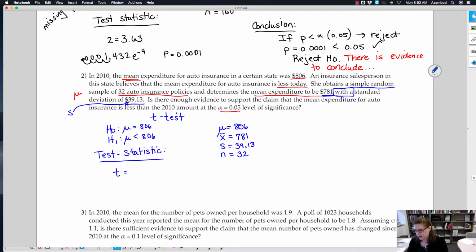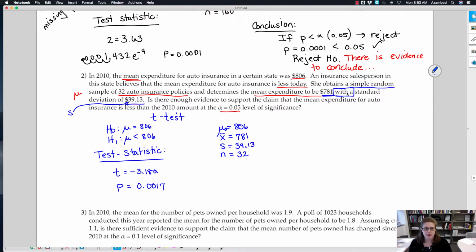So if I use my calculator for that t-test, I'm using stats and not data. My mu sub 0 is 806, x bar 781, sx 39.13, n is 32, and we have a less than test. All right, t is equal to negative 3.180, and our p-value is equal to 0.0017 to 4 decimal places.